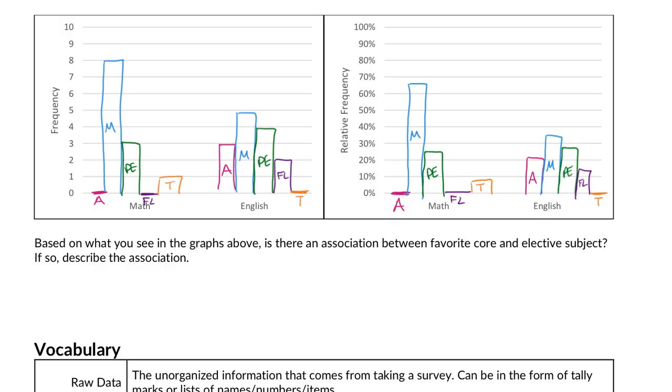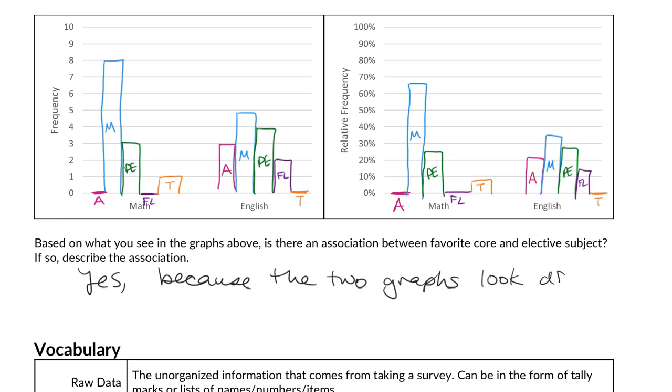Why am I writing in orange? Answer is yes, because the two graphs look different between the math responses and the English responses.